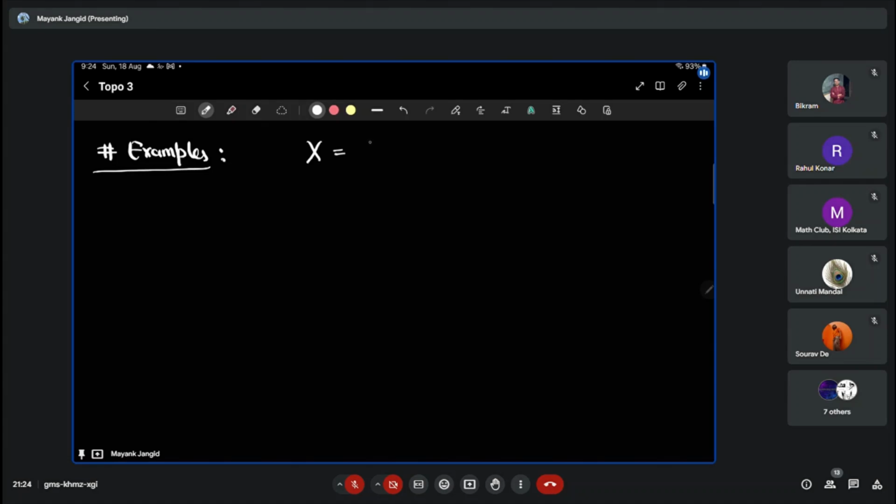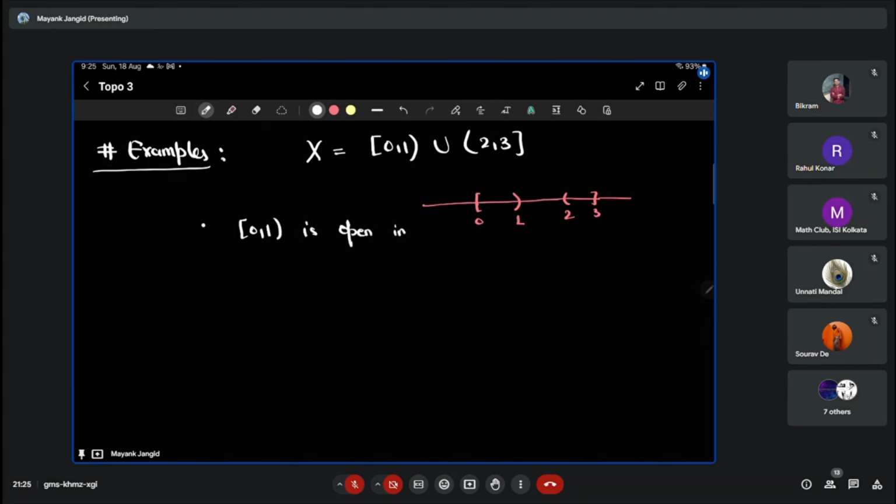Say X is equal to the closed interval [0, 1] union [2, 3]. So I am viewing this set X as a subspace of R with the usual Euclidean topology. Okay, so these are 0, 1, 2, 3. Now [0, 1], this thing is open in X.